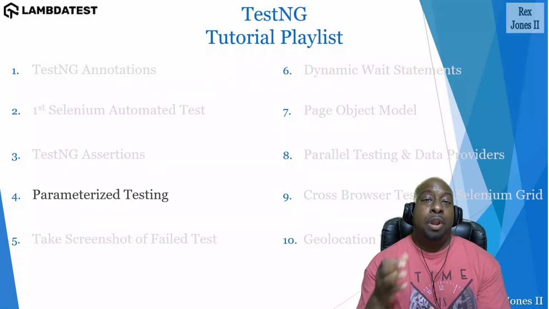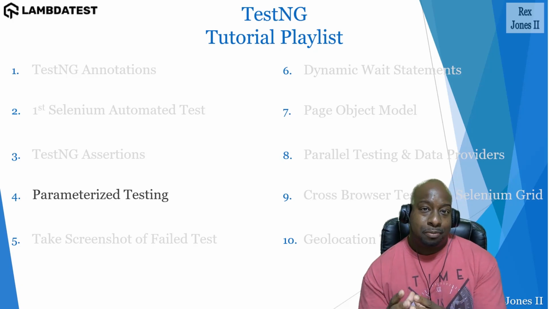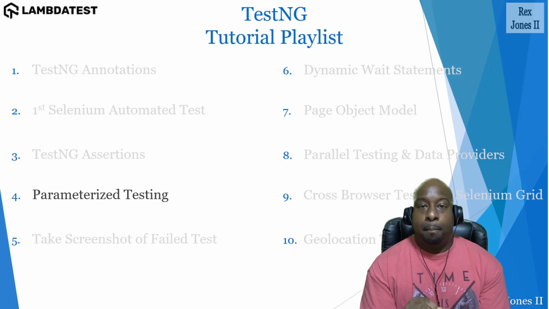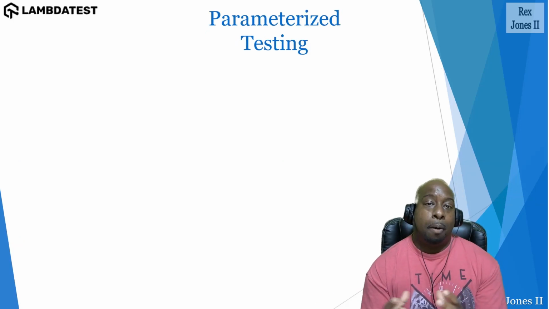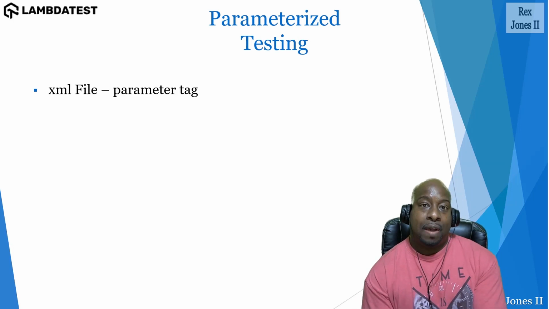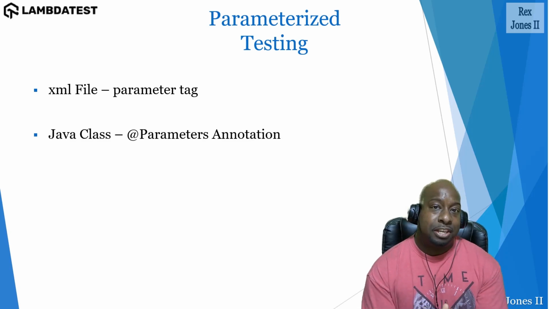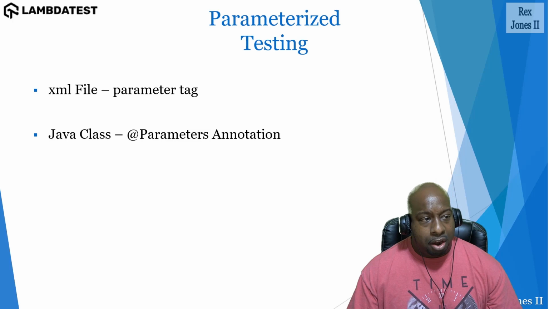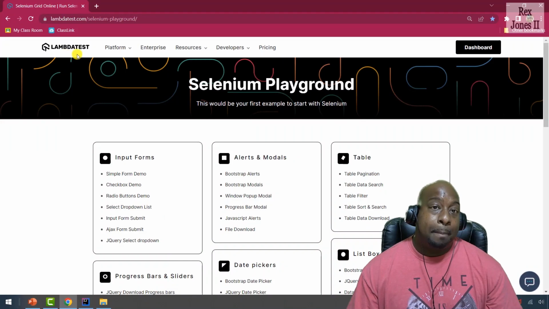our automation code. Parameterization starts with the parameter tag and parameters annotation. The purpose of a parameter tag is to define the name and value of a parameter. The purpose of a parameter's annotation is to specify how to pass parameters and which parameters to pass to the method. Therefore, in our project, it requires an XML file for the parameter tag and a Java class for the parameters annotation. The application under test will be Selenium Playground from LambdaTest.